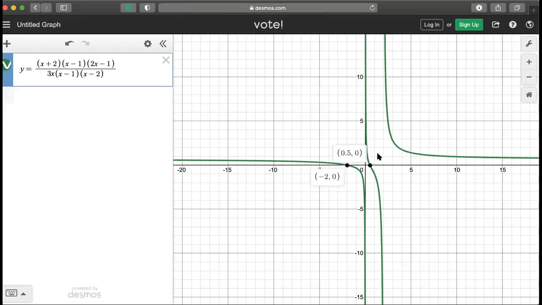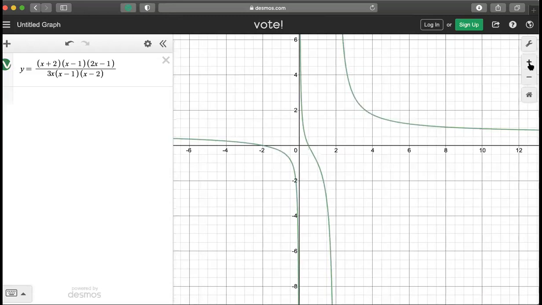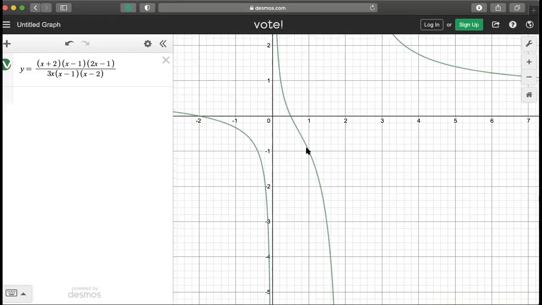That's what we expected. And the rest of the graph, and we had this hole, which if we zoomed in, you'll see that we have the hole there as well. So it was at 1, there you go, 1 undefined. So we have a hole right there.